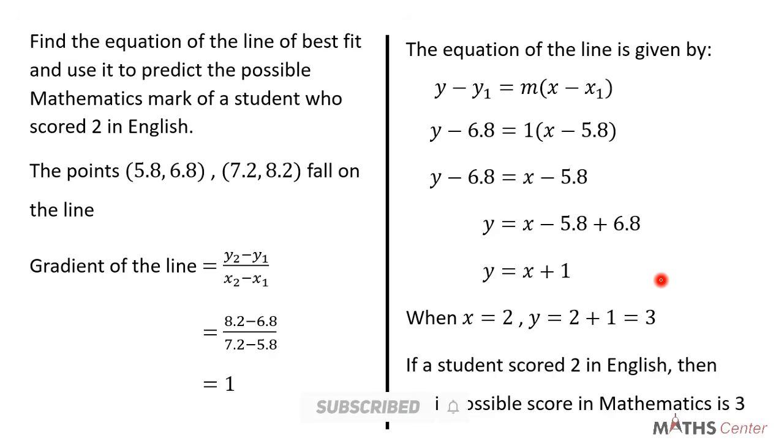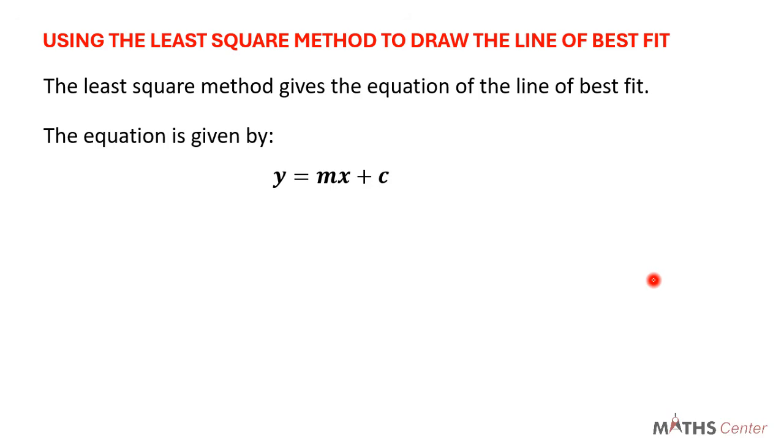We have solved 2 examples on drawing the line of best fit or the regression line using the semi-averages method. Now, let's learn how to use the least squares method to draw the line of best fit. Using the least squares method to draw the line of best fit. The least squares method gives the equation of the line of best fit.